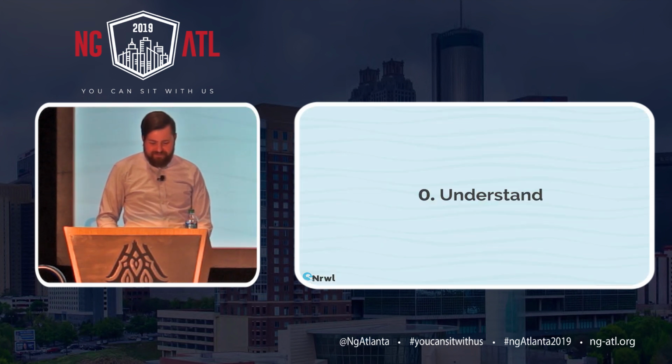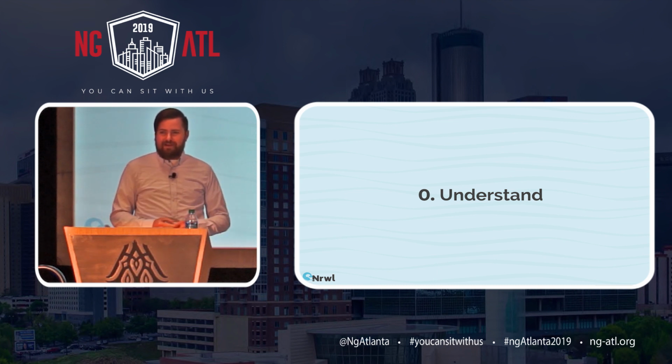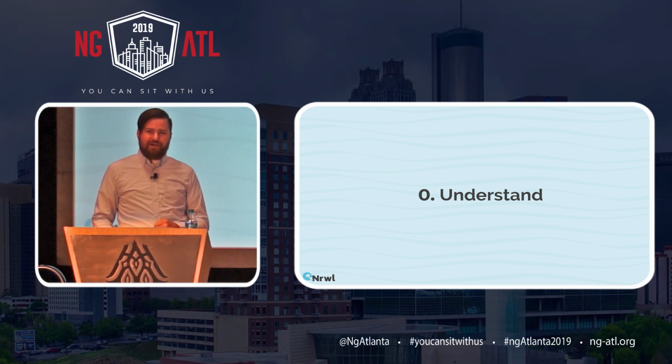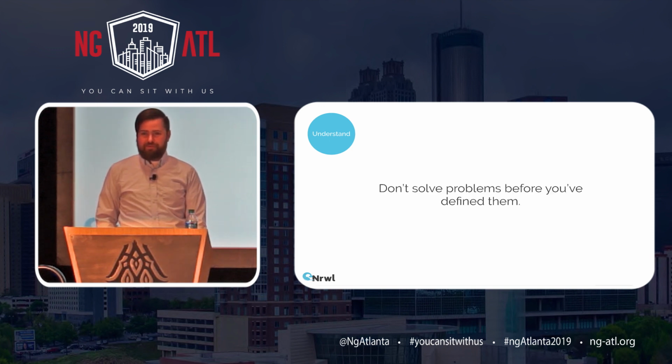So the first step is to understand. Before we jump in, engineers, we get excited. We're like, okay, we heard this optimization is going to make things better. We should think about what we're trying to accomplish before we do that. So it's important to slow down, take a step back, and concretely define exactly what business value I'm going to derive from this activity. Because we don't want to solve problems before we understand or have concretely defined those problems.